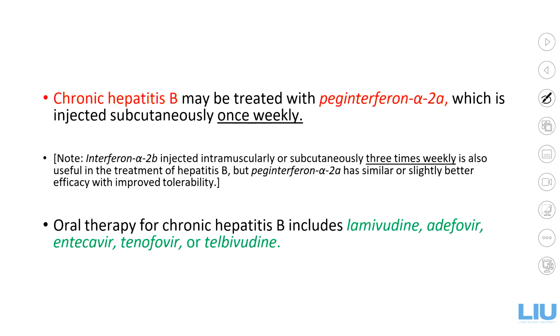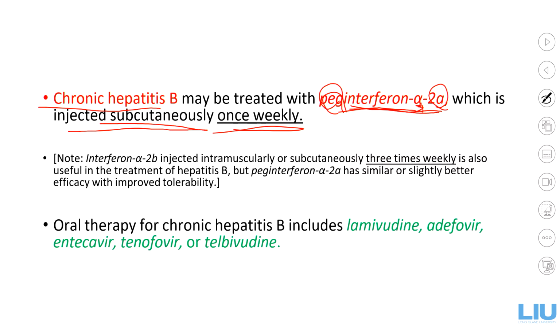So hepatitis B can be treated by peg interferon. You guys remember the pegylation, polyethylene glycol? So interferons, if you add the polyethylene glycol, we call them peg interferon. So peg interferon alpha. We have alpha, beta, and gamma interferons, and there is the alpha 2A. This one here is useful in treating hepatitis B, and it's injected subcutaneously, obviously, because it's a protein, and it's given once weekly.